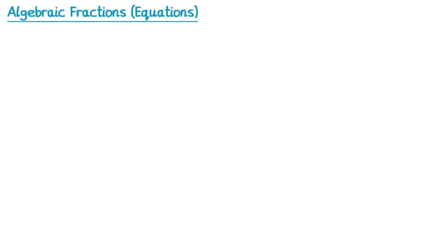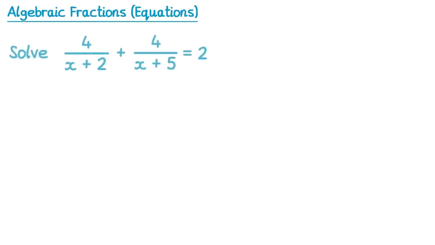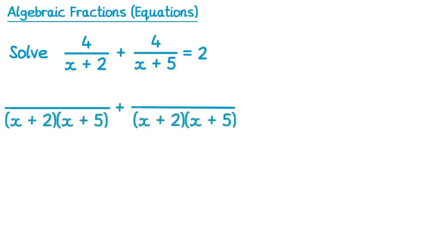Now let's increase the difficulty once more and have a look at this question here. When we look at the denominators of these fractions, we can see they both have two terms. This means to find their lowest common multiple, we're going to need to multiply them together. So both of these fractions can be rewritten as something over x plus 2, x plus 5.